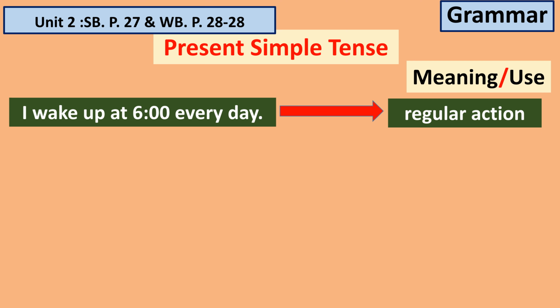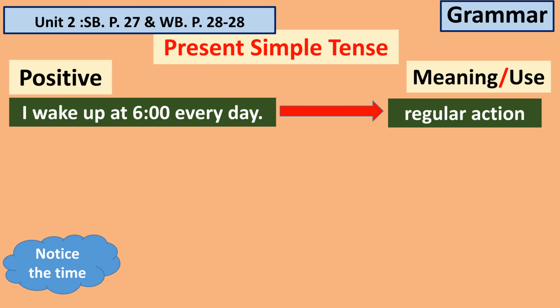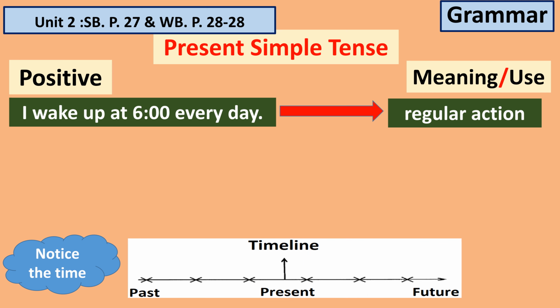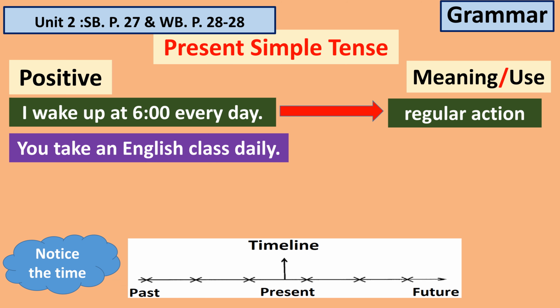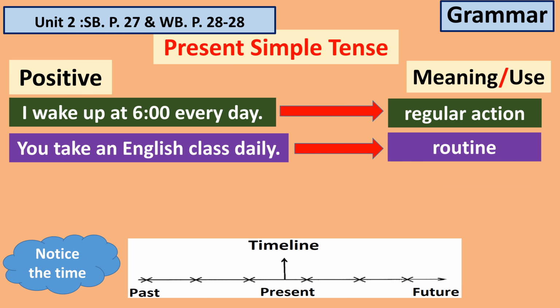I wake up at 6 o'clock every day. This sentence is positive. It doesn't have not. And I want you to notice the time: every day. I'm talking about something happening, as we have here the timeline, past, present, and future, and we are in the present, not the future or the past. You take an English class daily. That means it's a routine of yours.